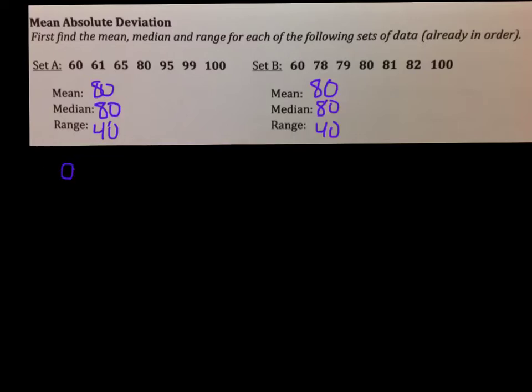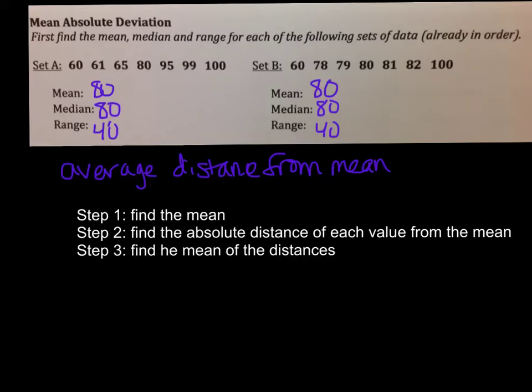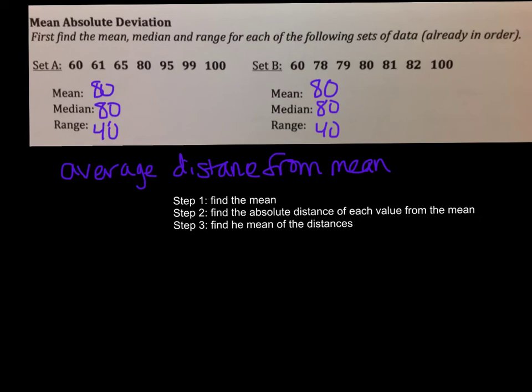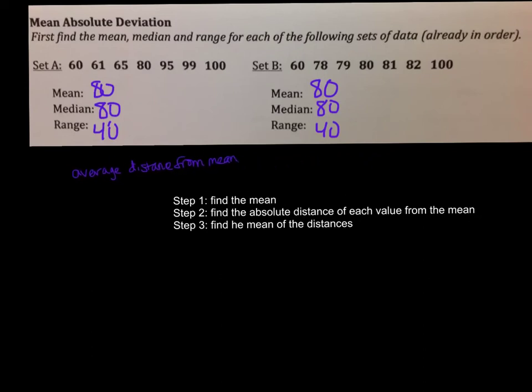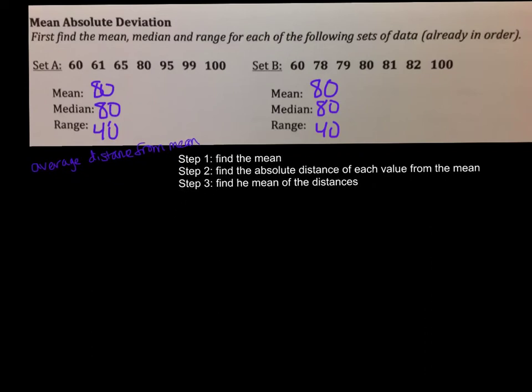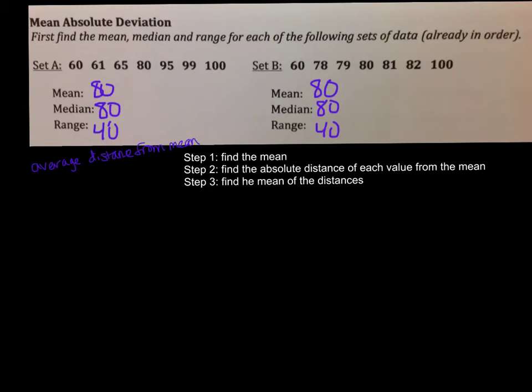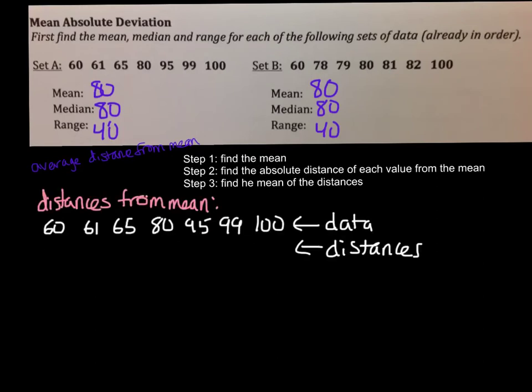We want to know how we can compare this data, so we're going to use mean absolute deviation, which is the average distance from the mean. The first step is to find the mean. The second step is to find the distance of each value from the mean. And the third step is to find the mean of the distances. That should say the, but I can't really go back and change it.